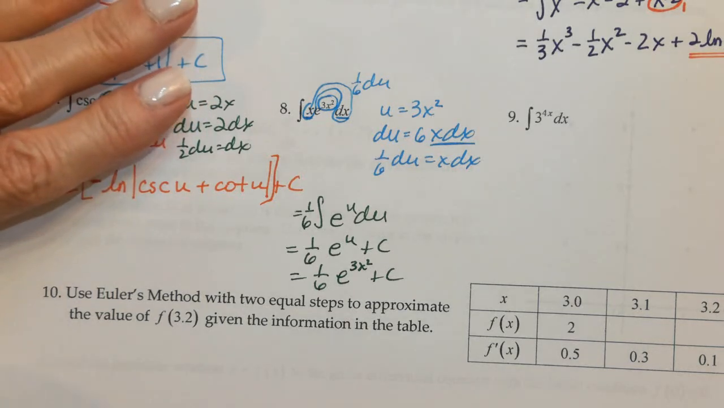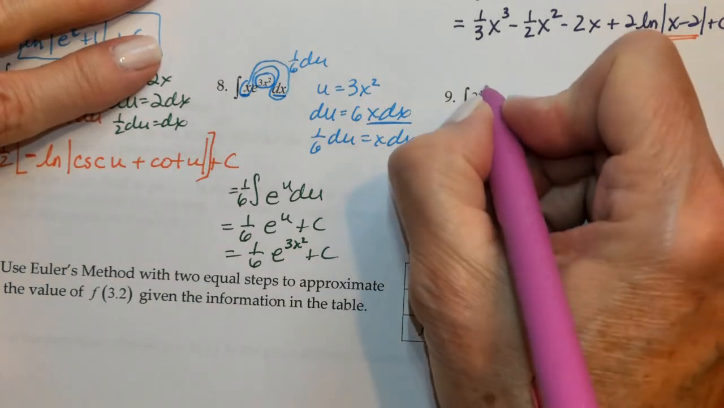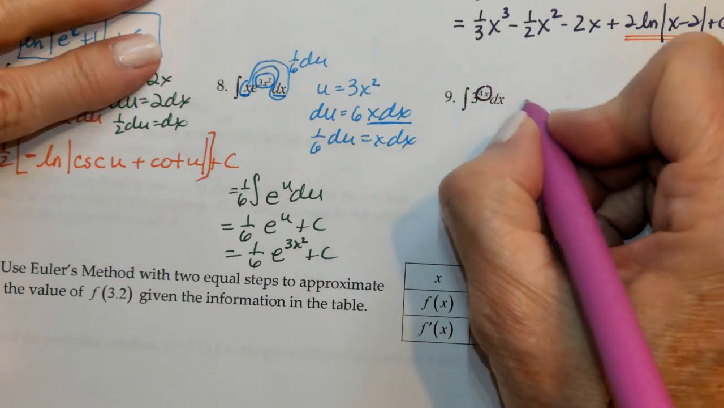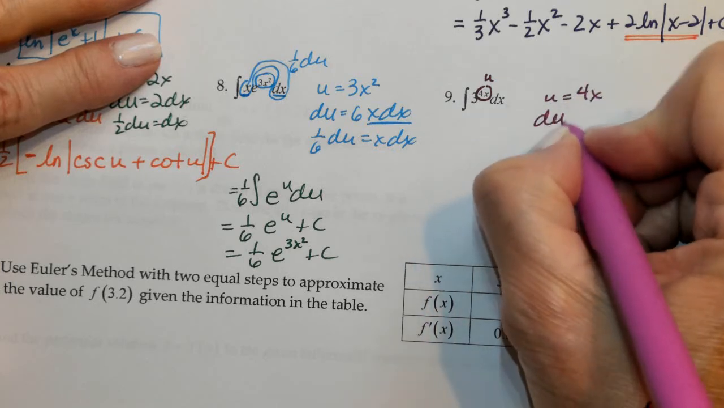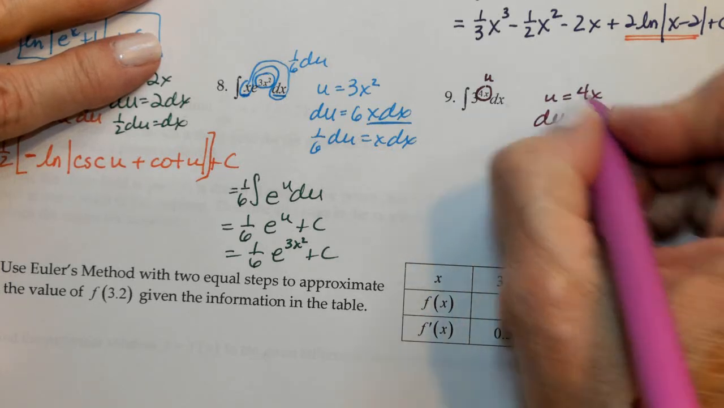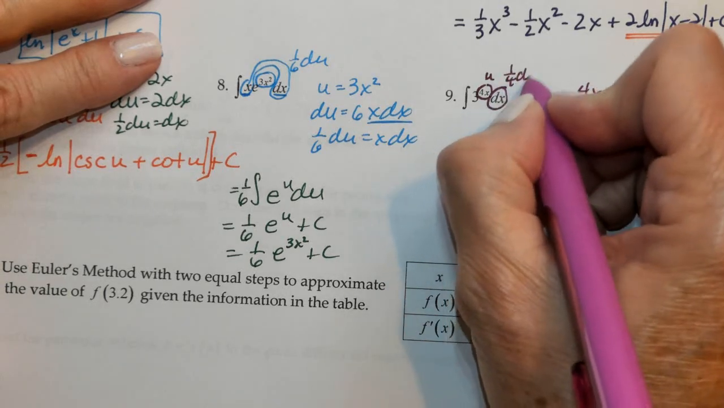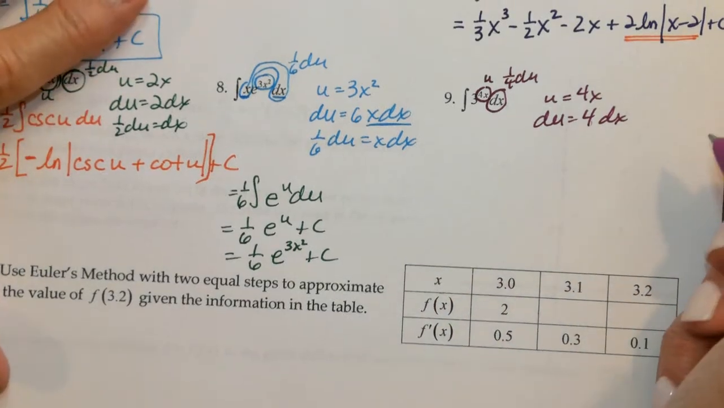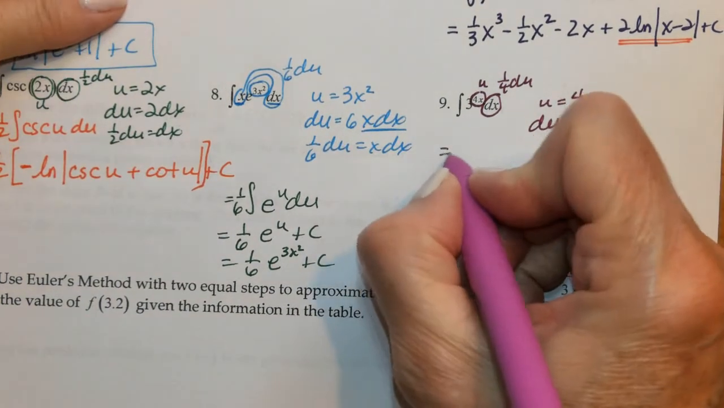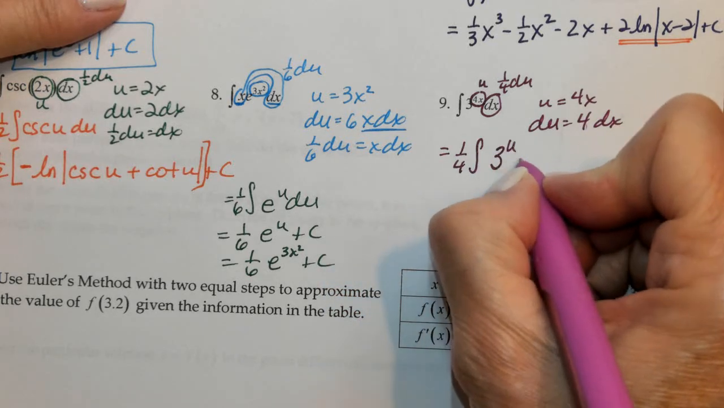Number 9. 3 to the 4x, there's my u. U is 4x. Du is 4 dx. So in place of the dx, I'm going to need a 1/4 du, because when I bring the 4 over, I'll get dx alone. So I have 1/4 integral of 3 to the u du.